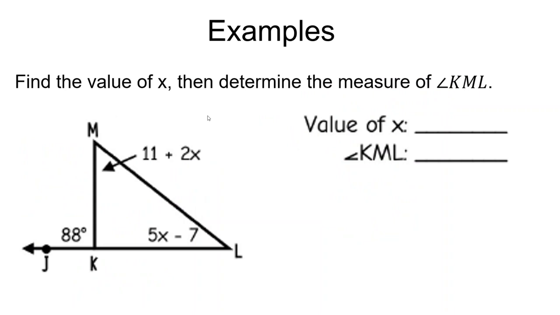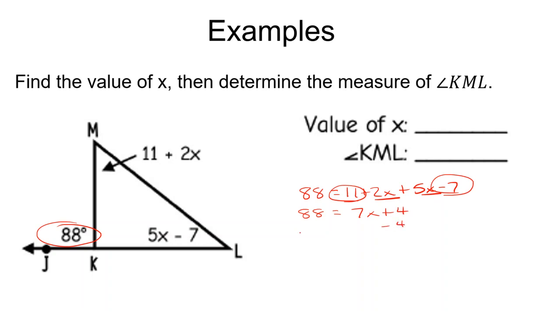So one more problem, let's try this one. Same thing. We know the exterior angle here on the outside of our triangle is 88, and it's equal to the two opposite remote interior angles, which would be 11 plus 2x and 5x minus 7. So let's combine like terms. 88 equals 2x plus 5x makes 7x, and then 11 minus 7 makes plus 4. We're going to subtract 4. 88 minus 4 makes 84 equals 7x. Then divide by 7, and x equals 12.